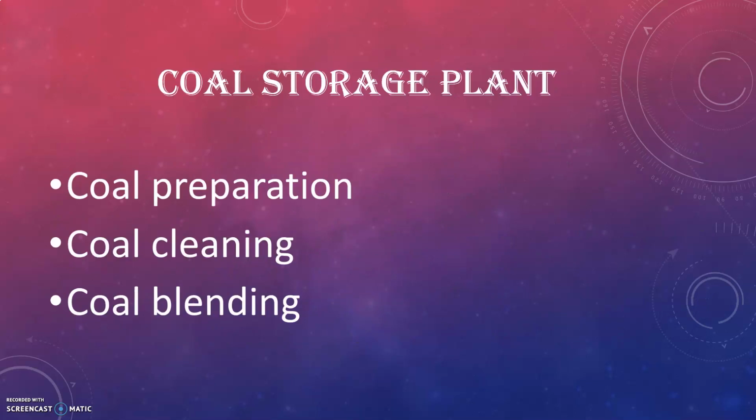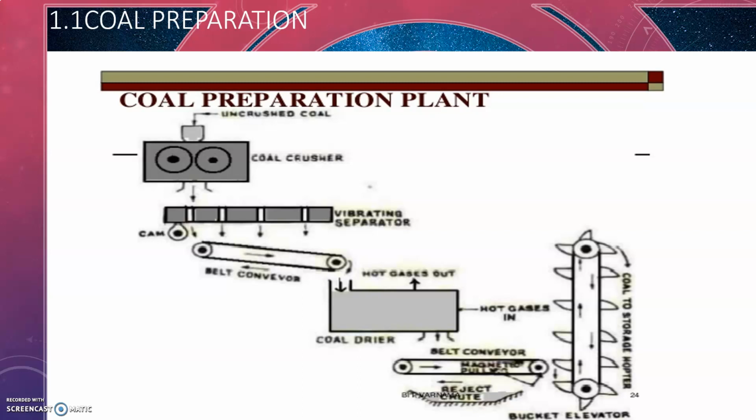First, the coal storage plant. It includes coal preparation, coal cleaning and coal blending. First is the coal preparation plant. The coal preparation includes sizing, removal of rock originating from mine roof, removal of ash forming and sulfur bearing minerals, drying to remove excessive surface moisture and blending of different coals to achieve desired physical and chemical properties.